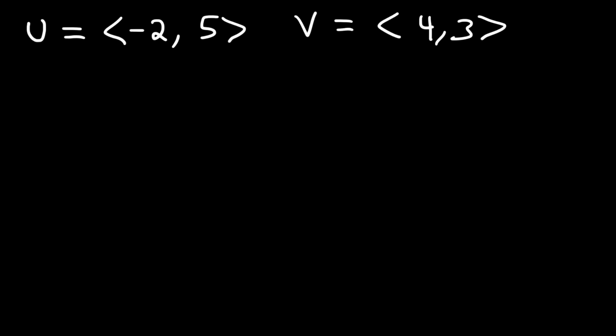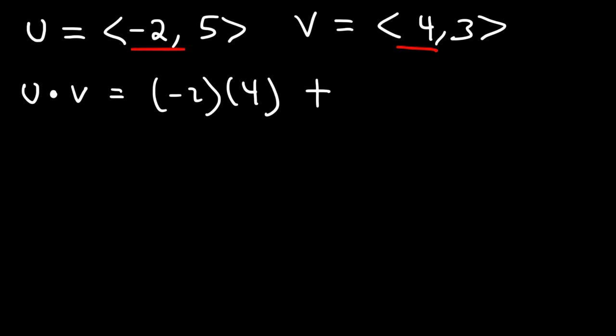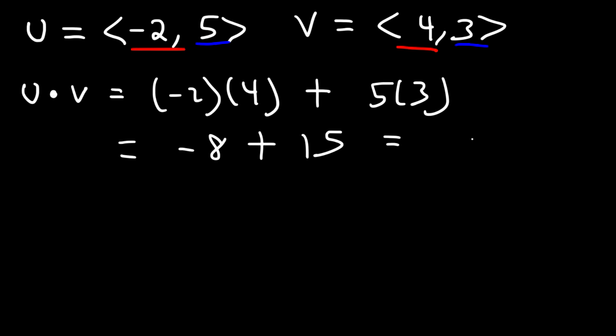So the first thing I'm going to do is calculate the dot product of the two vectors, u and v. So we need to multiply the x components of vector u and v. So it's -2 times 4. And then we need to multiply the y components of those two vectors. So we have 5 times 3. And -2 times 4 is -8. 5 times 3 is 15. And so this adds up to +7.